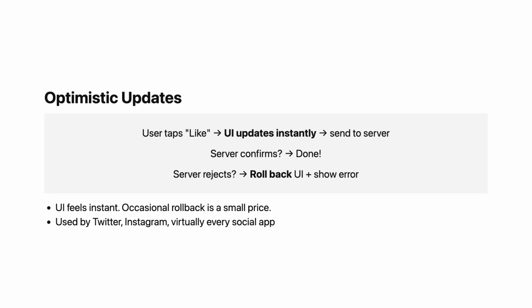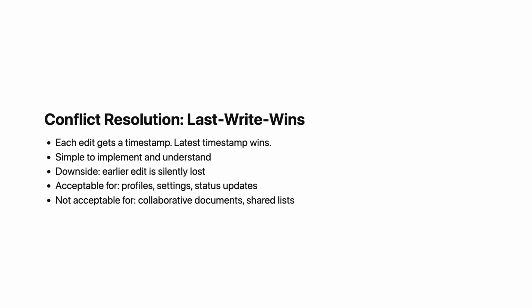More sophisticated than last write wins is a merge strategy. Instead of picking one version, you merge the changes. If user A changed the title and user B changed the body, you can merge, take A's title and B's body. No data is lost. But merging has its own challenges. What if both users changed the title? Now you have a real conflict that cannot be automatically resolved.